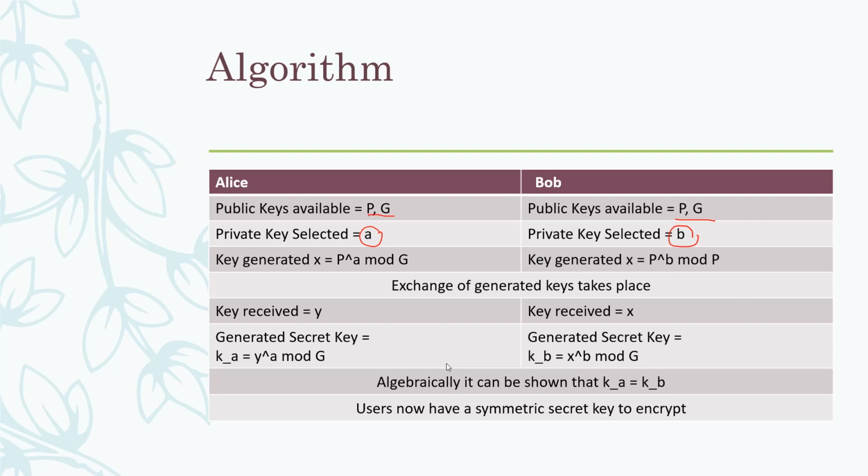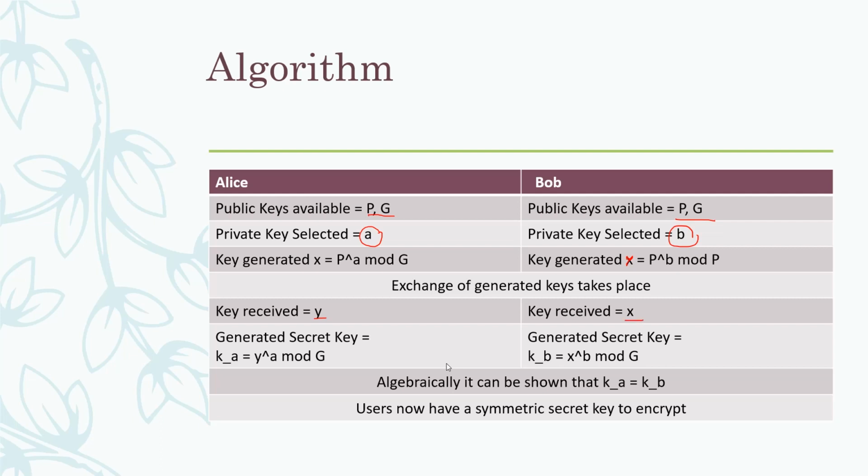which is nothing but P to the power A mod G, and Bob will also generate the key Y. It should be Y here. P to the power B mod G. So now the exchange of the generated keys takes place. Alice will receive the key Y, and Bob will receive the key X.